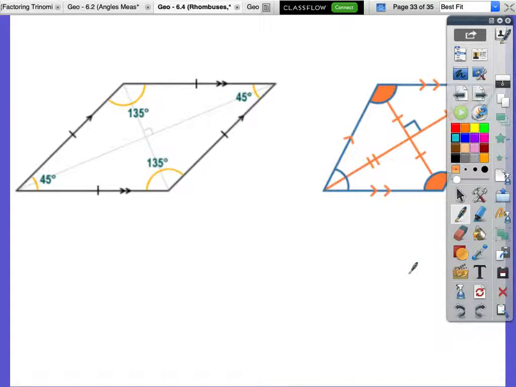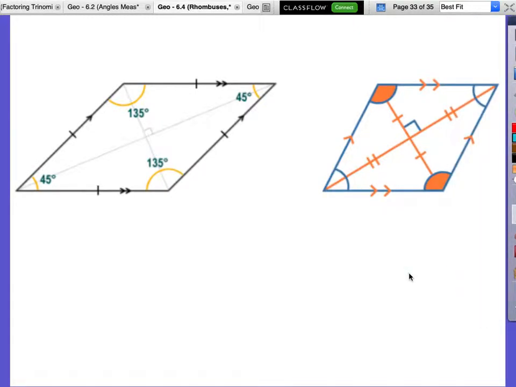What would be our most specific name for this one? Gage, why do you say that this would be a rhombus? Okay, all 4 sides are congruent, and it's a parallelogram because the opposite sides are parallel. So it's a parallelogram with 4 congruent sides. And additionally, we know the angles are not right angles, so it can't be a square. So it has to be a rhombus, our most specific name for it.